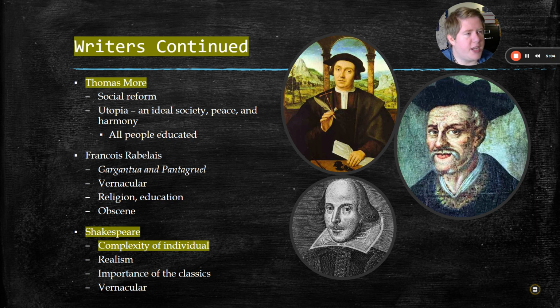And then, of course, we have William Shakespeare, who talked about the complexity of the individual, realism, the importance of the classics, and wrote in the British vernacular. So, English. It's among one of our early examples of English writing, actually. You'll talk a lot more about Shakespeare in ELA courses, but we are going to do an activity with Shakespearean insults today in class because those are fun.